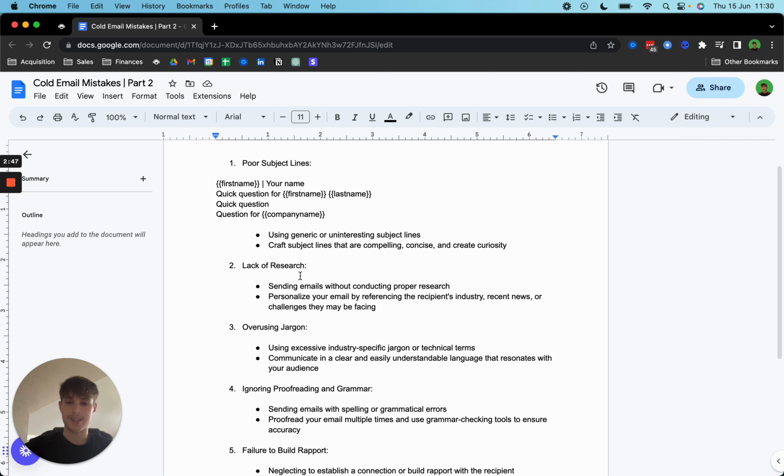So, lack of research is the second point. So, sending emails without conducting proper research. Obviously, we know from the last video, if you don't fully understand your target market, if they don't feel like you understand them, they're not going to treat you as having the service to solve their problems. So, just personalize your email by referencing the recipient's industry, recent news, or challenges they may be facing. The prospect can tell immediately by looking at your email how much research you've actually put into that cold email specifically, how much you actually understand their target market, how much you resonate with them. And they're going to know straight away just by looking at the email how suited you are to actually solving their problems because of the research that you put into it.